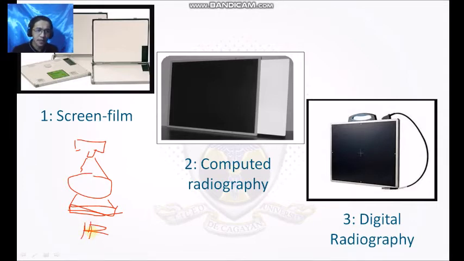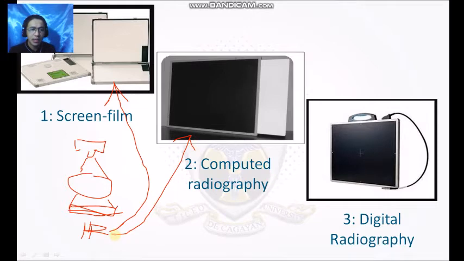So the IR could be, if we are dealing with conventional radiography, the cassette. For computed radiography, and then for digital radiography, it will be the digital receptor. In screen film, we have the cassette, and you have the IS, the intensifying screen, whose main function is to produce light, to convert X-rays into light.